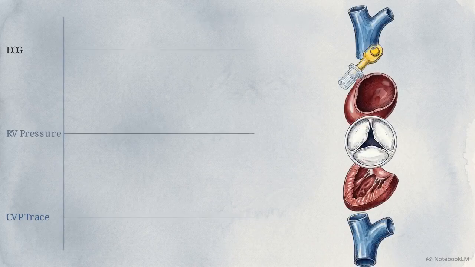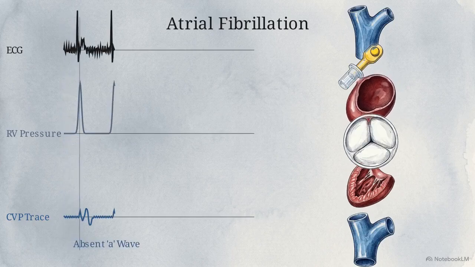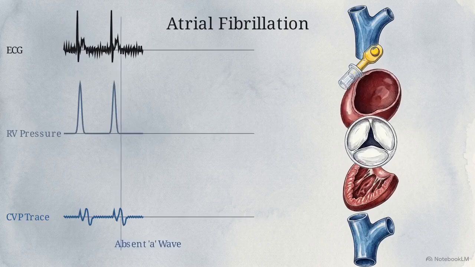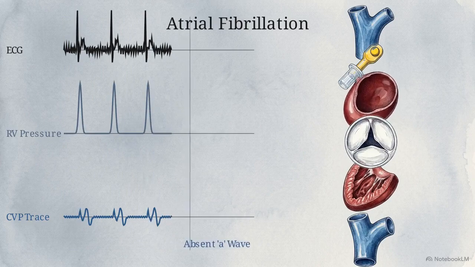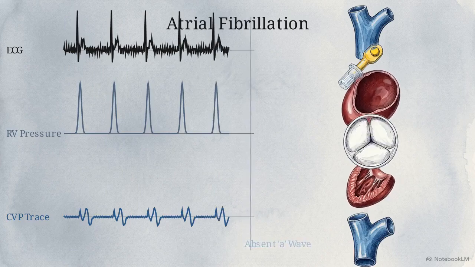In atrial fibrillation, electrical chaos eliminates coordinated atrial systole. With no organized contraction, the P waves disappear from the ECG, and the A wave vanishes from the CVP trace. The X descent is also blunted.